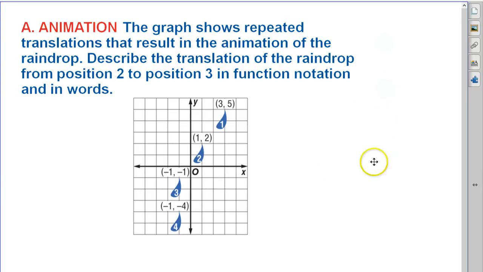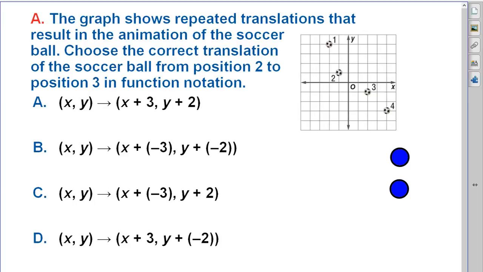Okay. And then next example. It's just examples, running through those to knock everything out. So the graph shows repeated translations that result in the animation of a soccer ball. Choose the correct translation of the soccer ball from position 2 to position 3 in function notation. That's what they call this. This is called function notation.